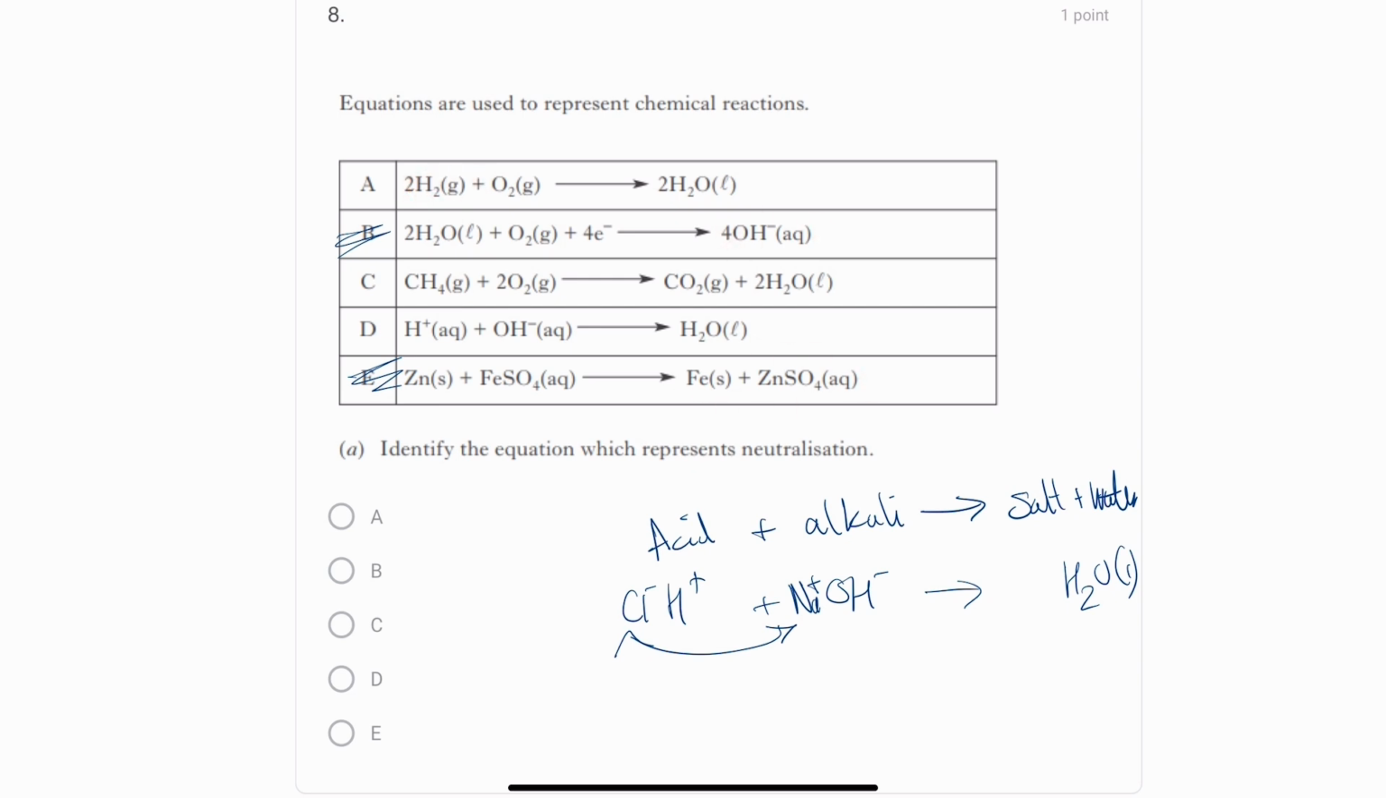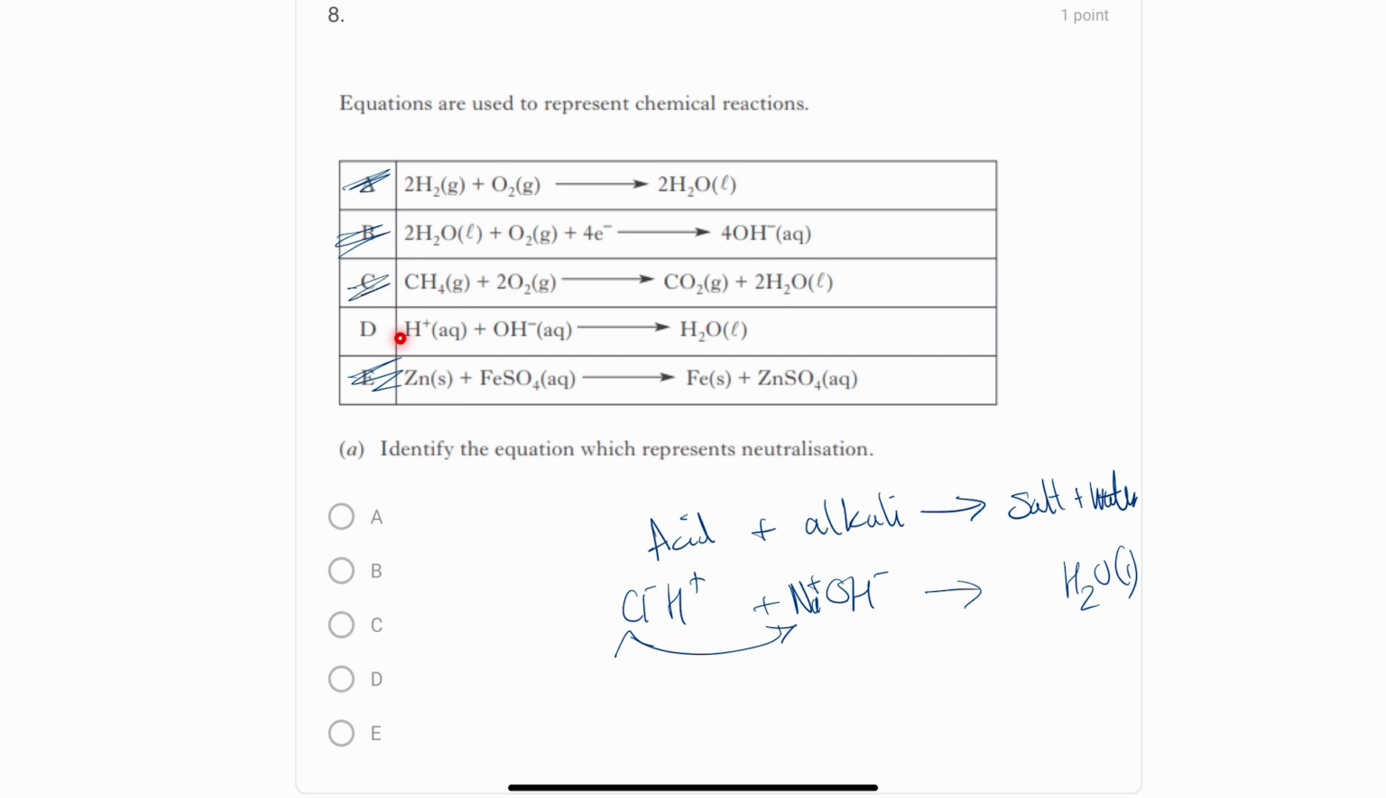However, we need our reactants to look like an acid and an alkali. So hydrogen and oxygen are not acids or alkalis, they're just non-metal gases. So that's not going to be that one. Then here we've got methane and oxygen. Now neither of them are acids or alkalis, so it can't be that one either. Which then leaves us with D.